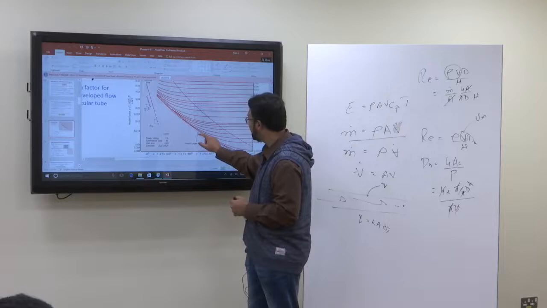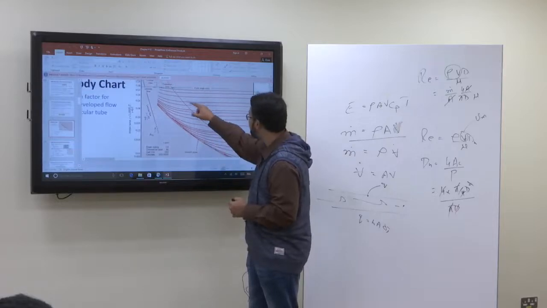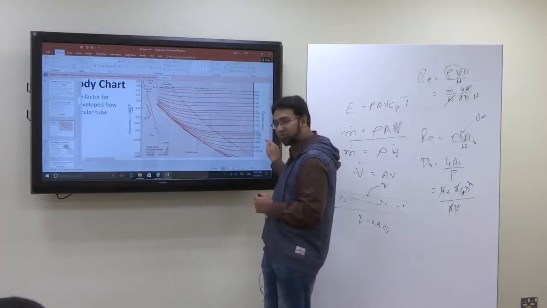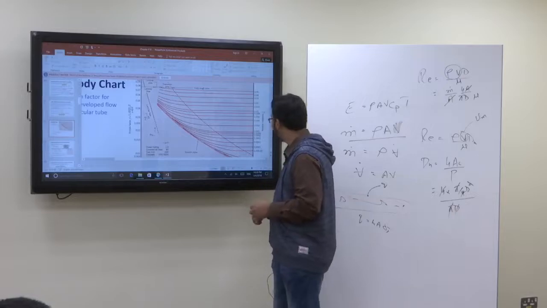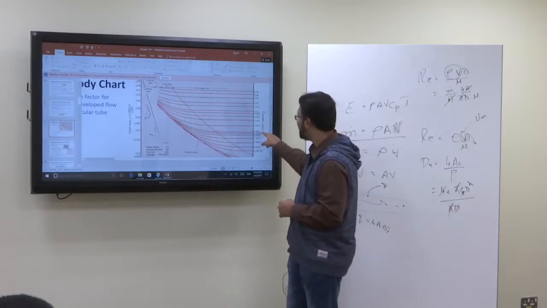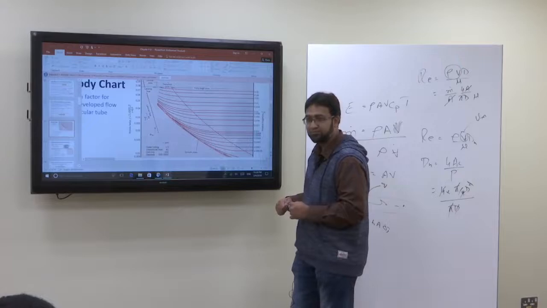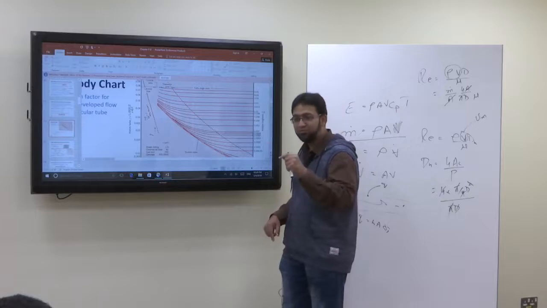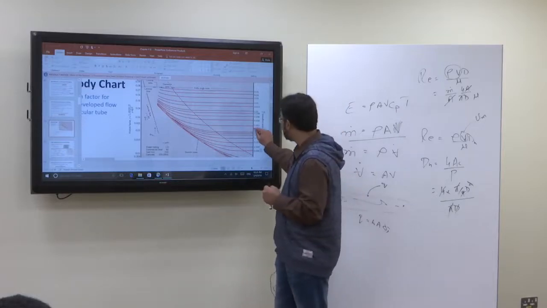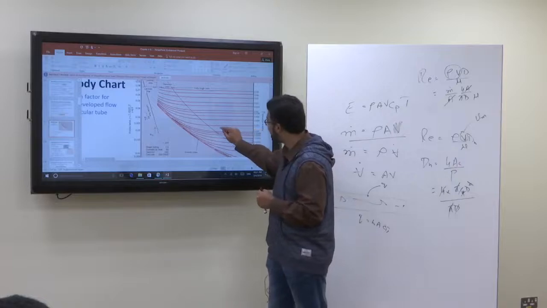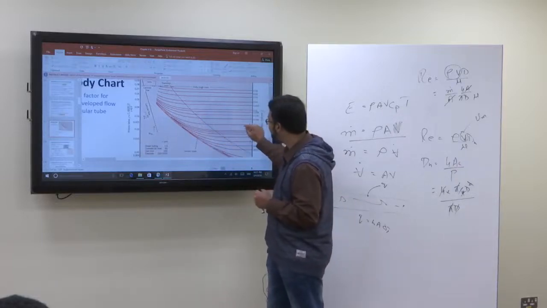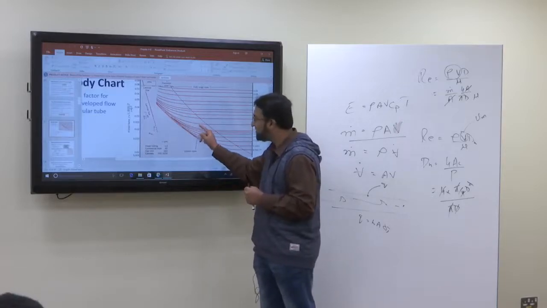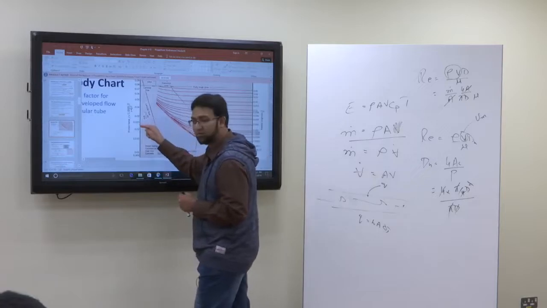You will go to that Reynolds number, then move on to these lines. Which line will you select? The one according to the roughness. Suppose your roughness is 0.0015. This is 0.001, this is 0.002, but 0.0015 would be in between 0.001 and 0.002. So you will make a line here, almost in between these two lines. Then you will intersect your Reynolds number with that line and go in this direction to find out the friction factor.